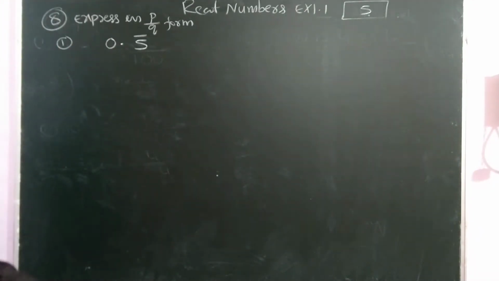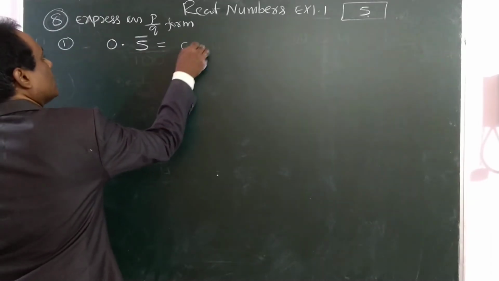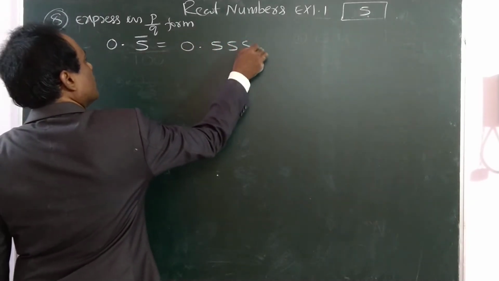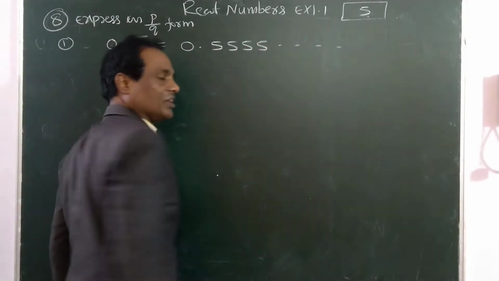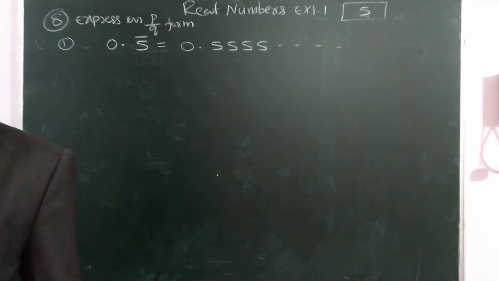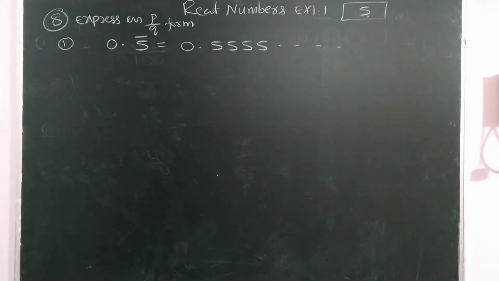0.5 bar. Express in P by Q form. So what is the meaning of 0.5 bar? 0.5555 like this up to infinity. That is the question. So how to change it into P by Q form?